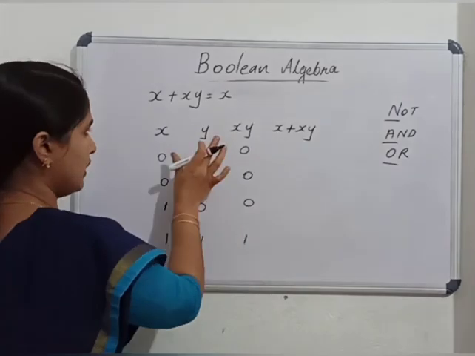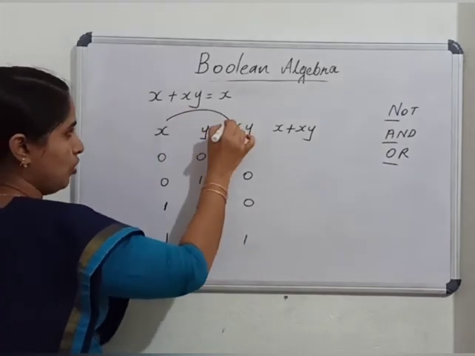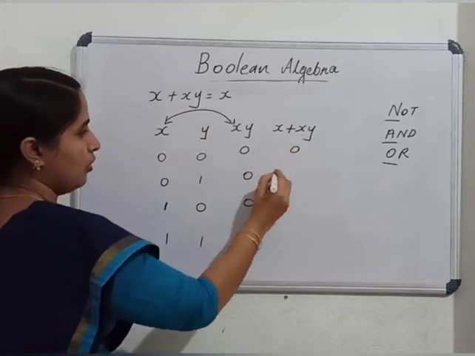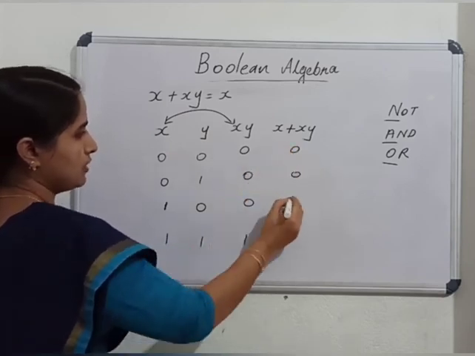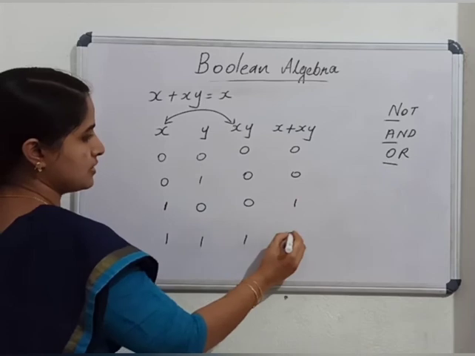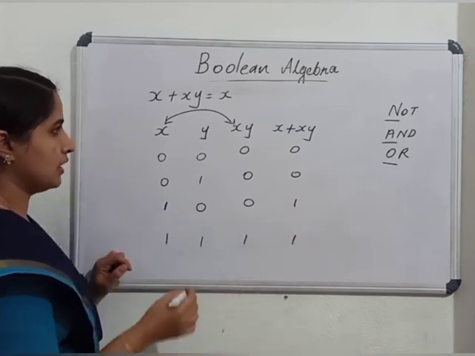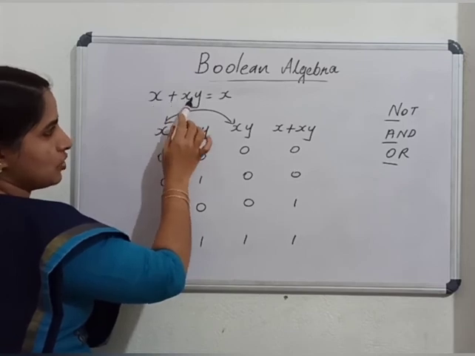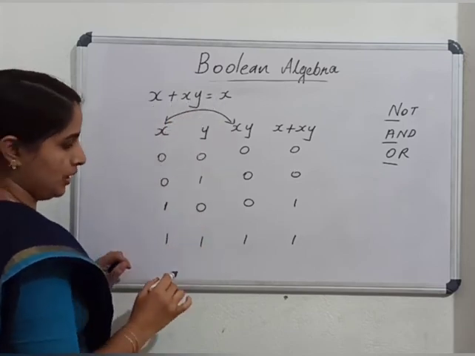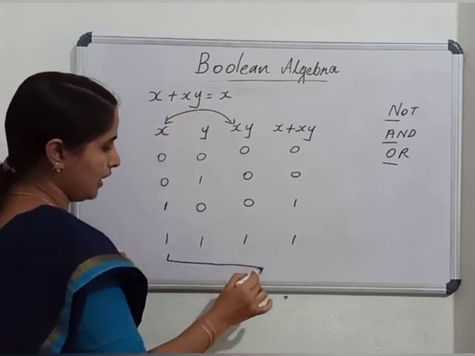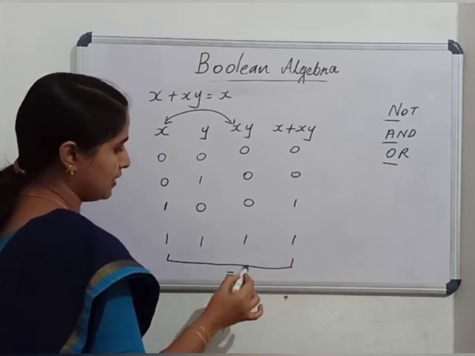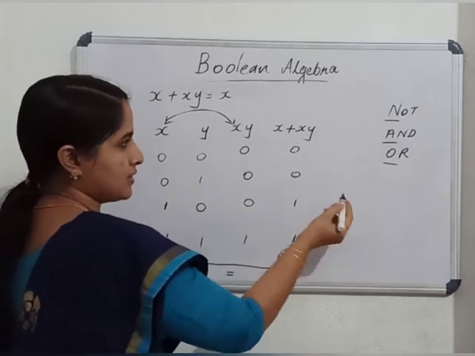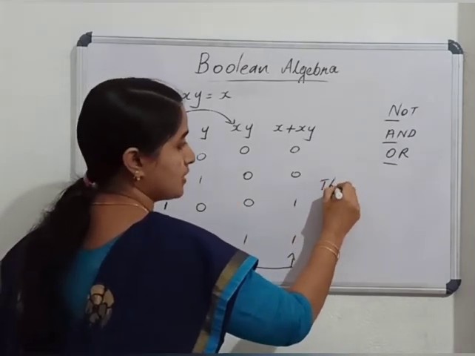Next x or xy. These two columns we have to add. Logical addition. So 0, this is 0, this is 1, this is 1. See, the question is prove that x or xy equal to x. Here these two columns are identical, so you have to write it as a sentence. These two columns are identical, hence it is proved.